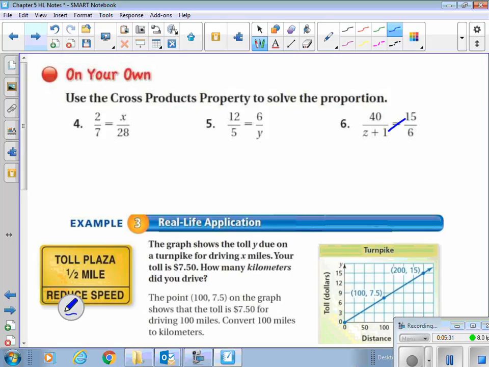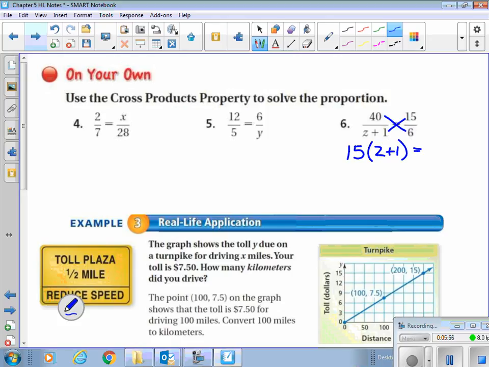I want you to rewrite that as like you're distributing that 15, and then your other cross product on that side. You should be able to distribute that 15, and when you do that, you're just going to be looking at a two-step equation, which you should be familiar with, and you should be able to solve at this point. So please pause the video now, try 4, 5, and 6 on your own, and then come back and check your answers.